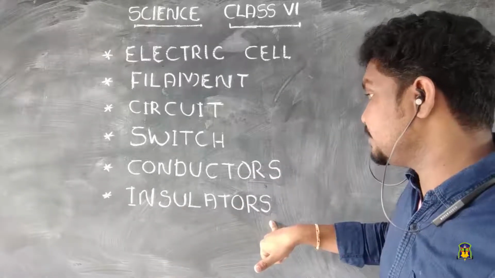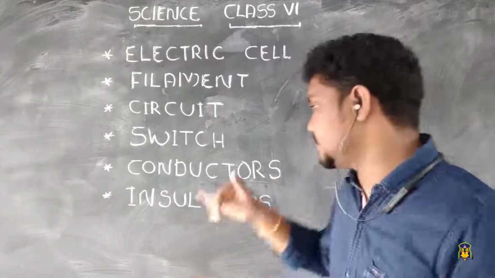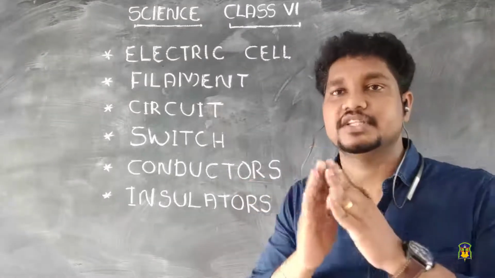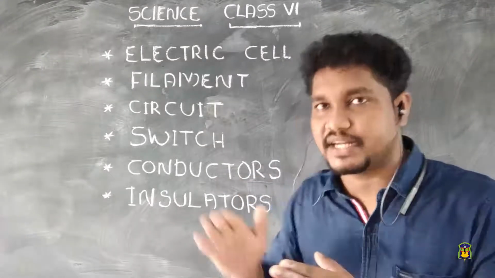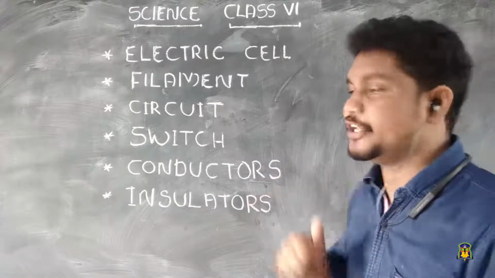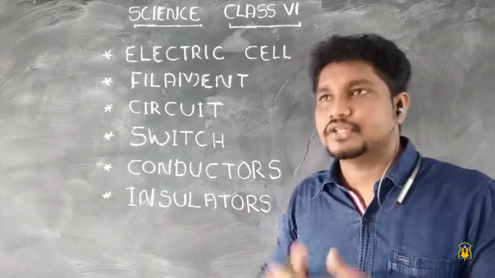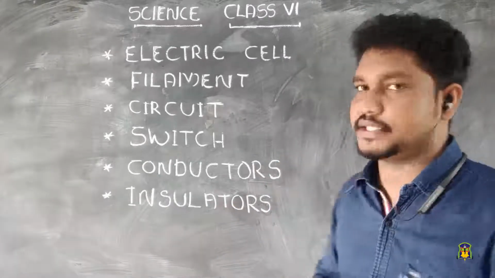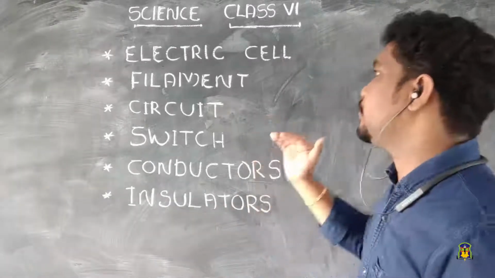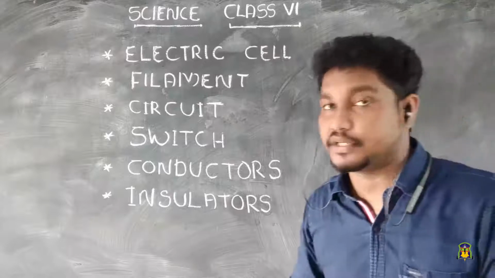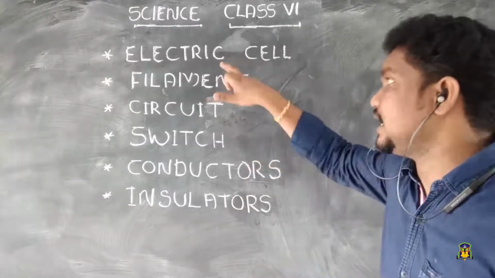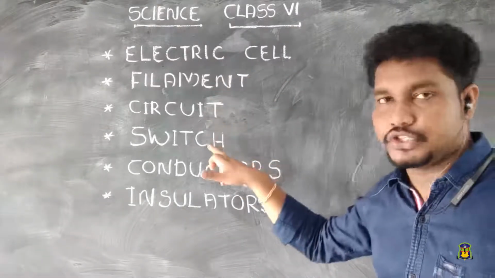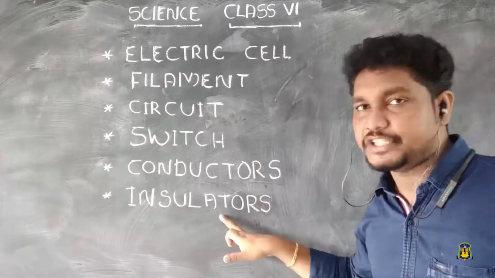Insulators are just the opposite of conductors. The objects which do not allow the passage of electricity are called insulators. Wood, plastic and glass are all examples of insulators. These are the important points you want to study from this chapter. Once again: electric cell, filament, circuit, switch, conductors and insulators.